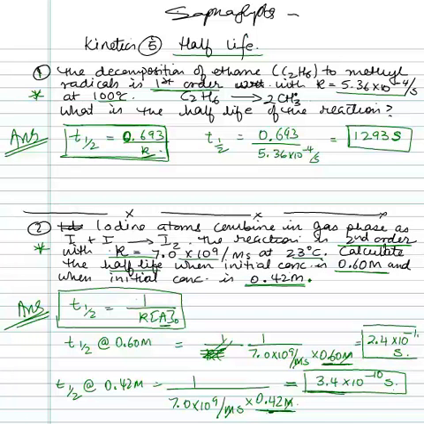Okay, so it goes a little slower when you have less concentration. So it kind of tells you that your rate of reaction is dependent on concentration. The more concentration you have, the faster the reaction is going to go.